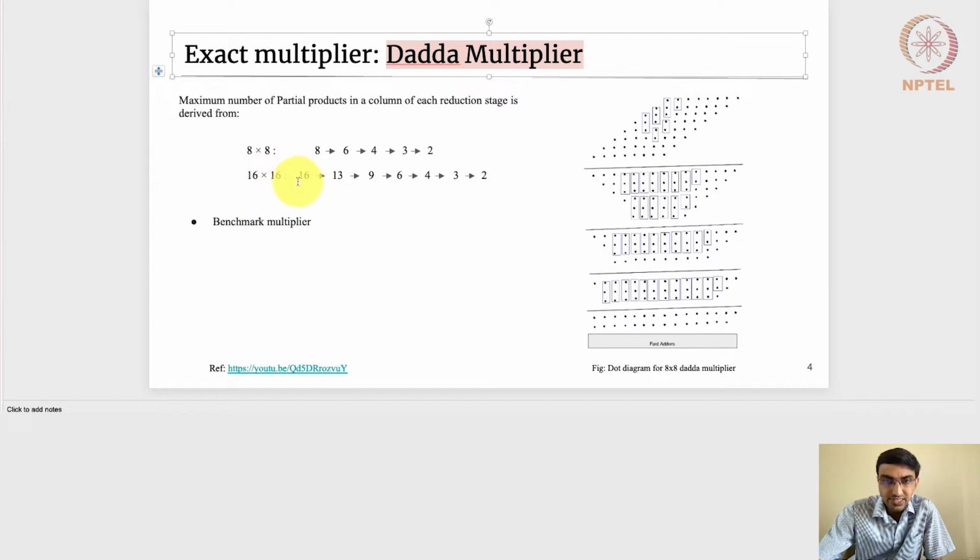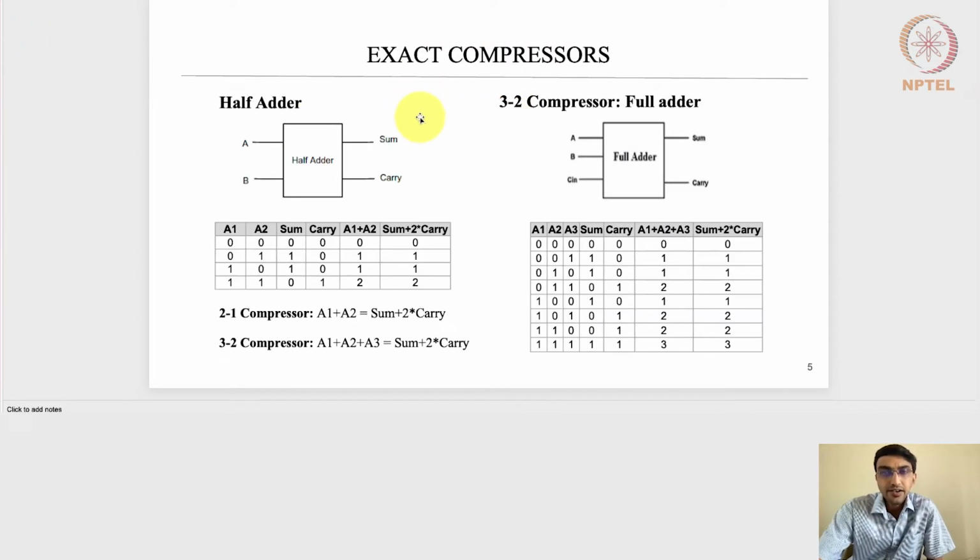Similarly, for 16 cross 16-bit multiplication, it starts from 16, reduces to 13, then to 9, 6, 4, 3, and 2. And in this particular work, I think the benchmark multiplier is considered to be the data multiplier. Right. So let's take a look.